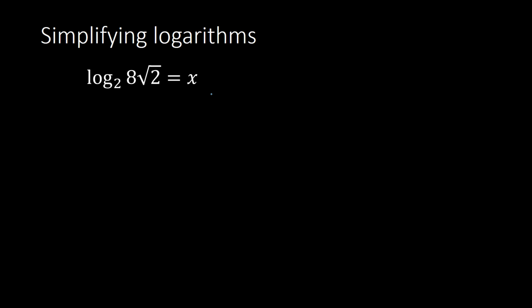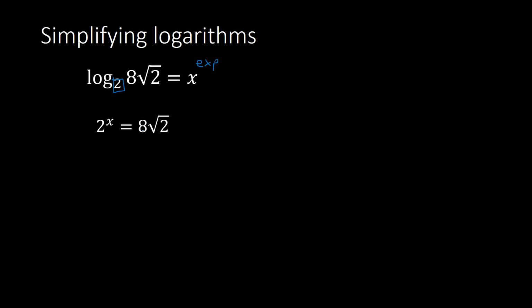Here's another example. We are told to simplify and figure out what x is equal to. Same thing, the base is a 2. Your exponent is going to be x. So we have 2 to the x power equals 8 square root of 2. Now the question is, how do we figure out what x is equal to in this case?